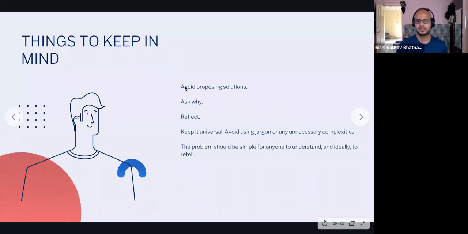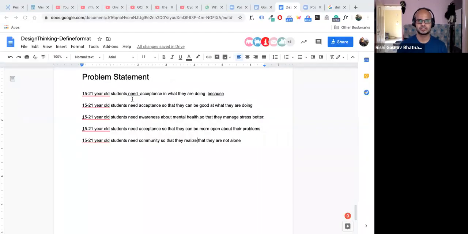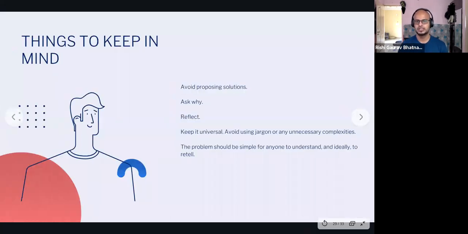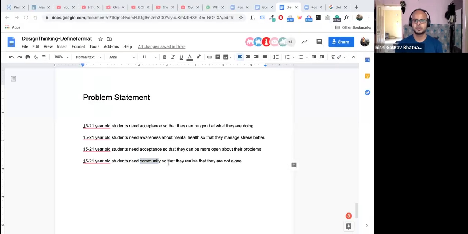Let's look at this. Are we proposing solutions in the problem statements that we have written so far? Are we proposing any solutions? Is acceptance a solution? No. It's what they will feel. Is awareness a solution? No. Is community a solution? No. Right? It's not a solution. Have we asked whys? Yes. Have we reflected a little bit? Yes. Have we kept it universal? Yes. Is the problem simple to understand? Yes.